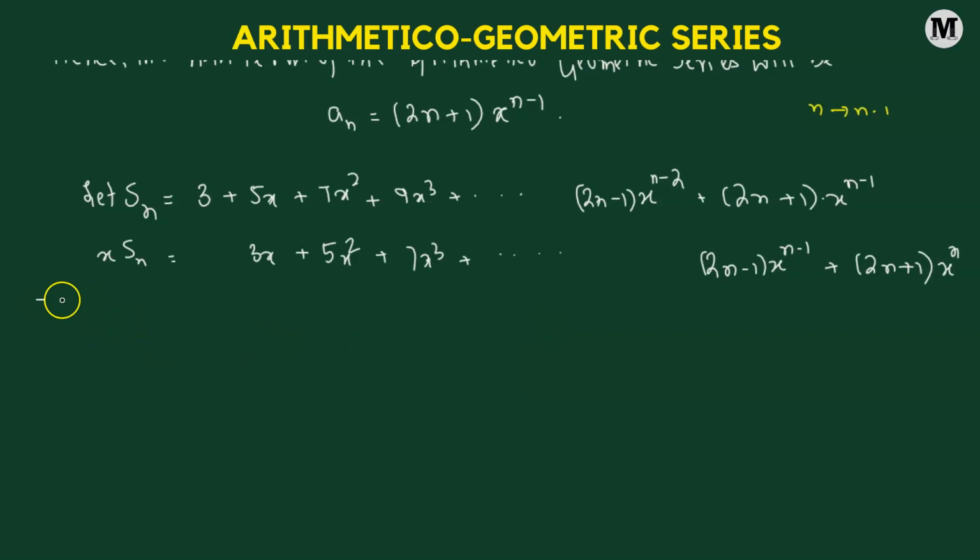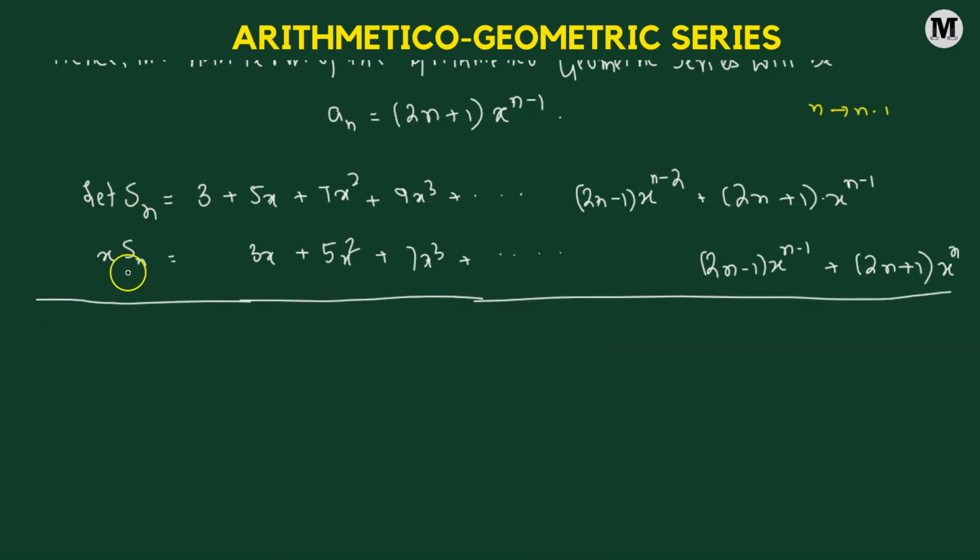Okay, now what we'll do, we're going to subtract the Sn from x Sn. So we get x Sn minus Sn. We'll have here the first term 3, and then we have the last term, which is 2n plus 1 times x raised to the power of n. We are going to subtract it. Now we'll take the terms from the second term till the last term, the nth term, and subtract the corresponding terms from x Sn.